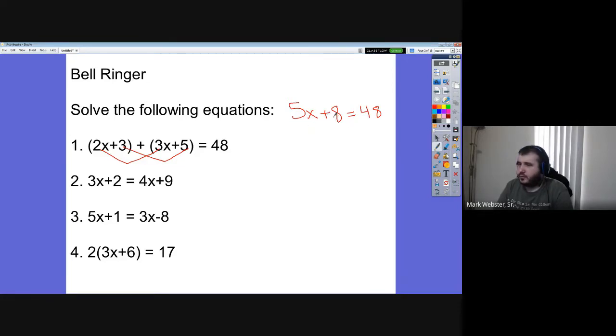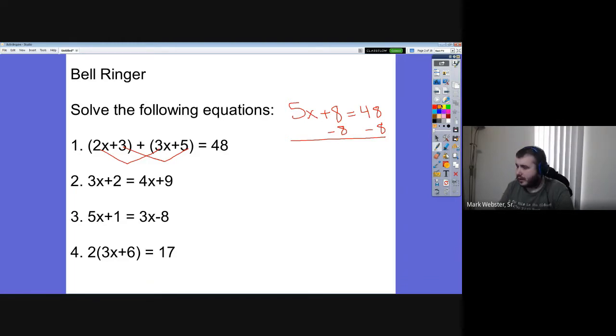Remember, once we get down to a two-step equation like this, we always go addition or subtraction before we do multiplication and division to solve. It's always backwards PEMDAS, right? So this is a plus sign. In order to get rid of a plus 8, we need to do a minus 8 to both sides. That way 8 minus 8 is 0.